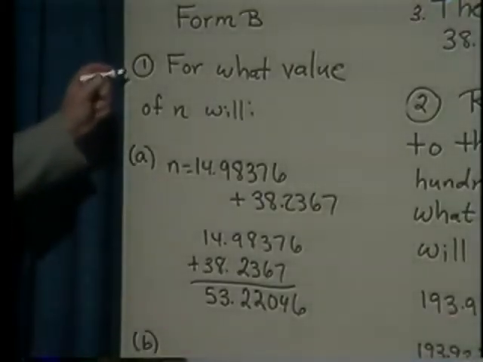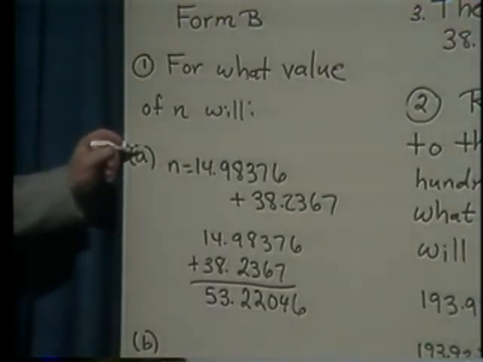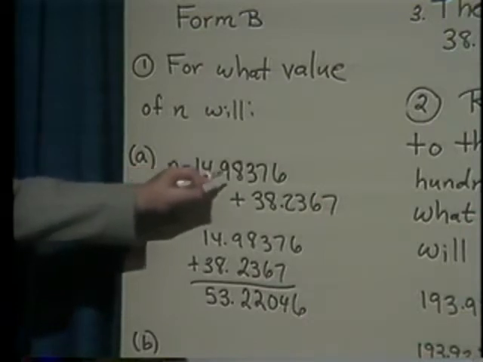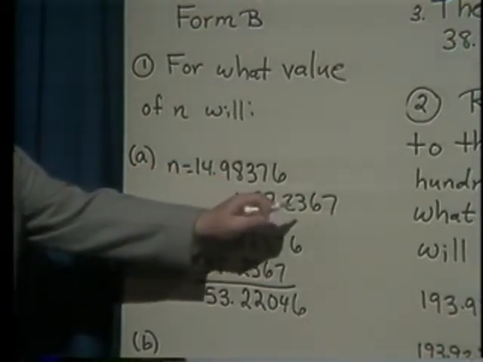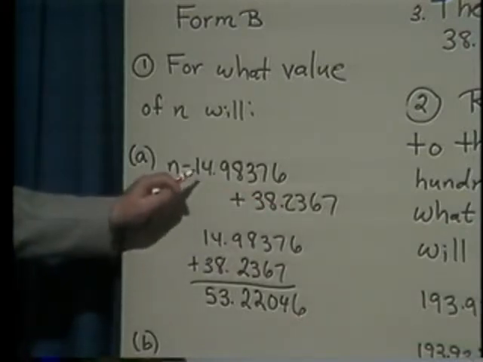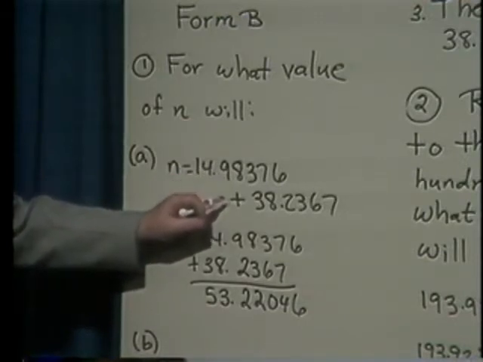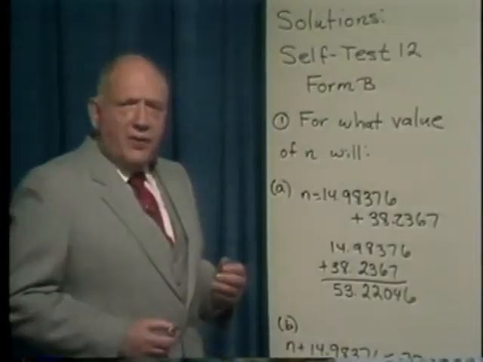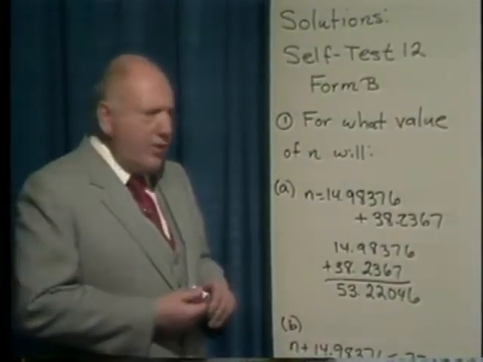First problem says, for what value of n will, and now it's basically a two-part question. The first part says n equals 14.98376 plus 38.2367. Now what the second part is going to do, and we'll get to that in a moment, is I simply interchange the equal sign and the plus sign. Remember, we've been emphasizing in things like the commutative property for addition and for multiplication that order usually does make a difference, and this is certainly true.